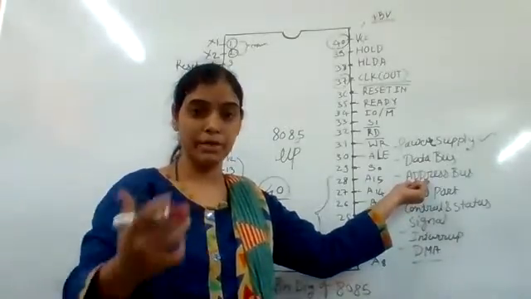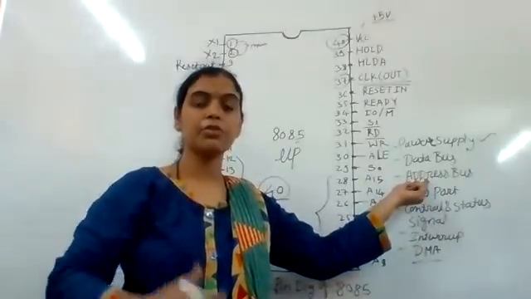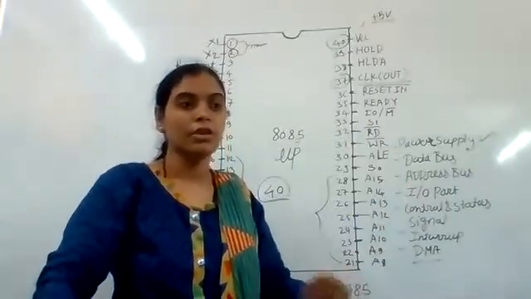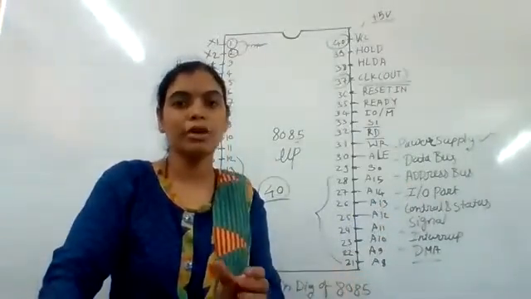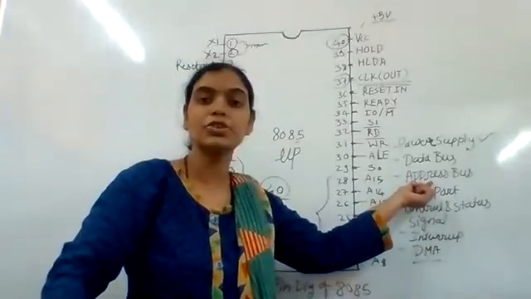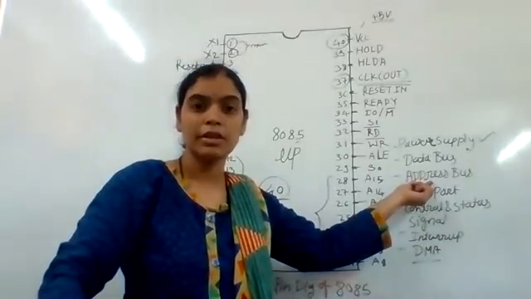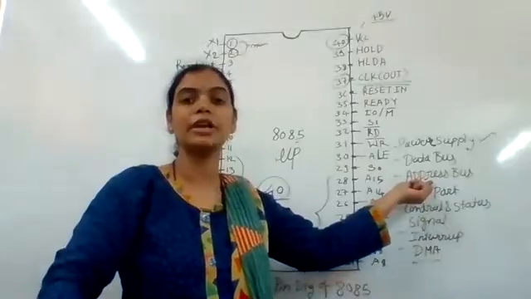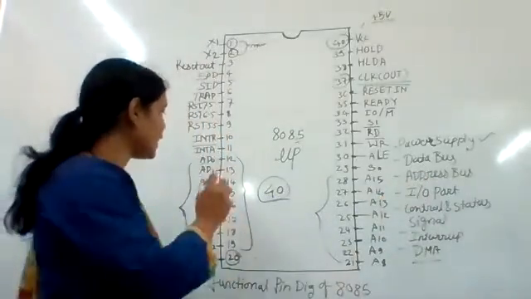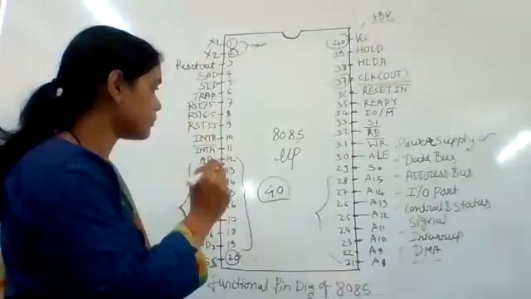Keep in mind that every question in this chapter has one point written on the address bus. So the address bus is unidirectional in nature. These are denoted by A8 to A15.